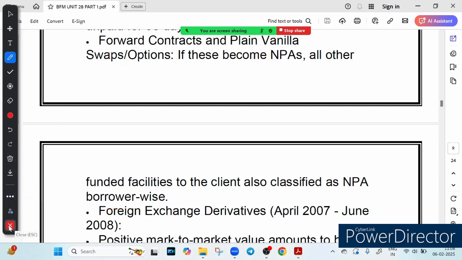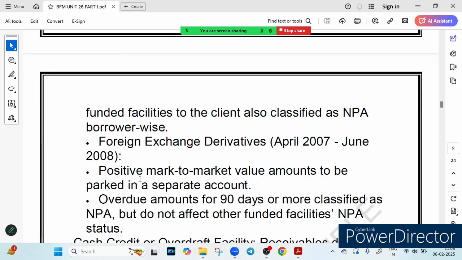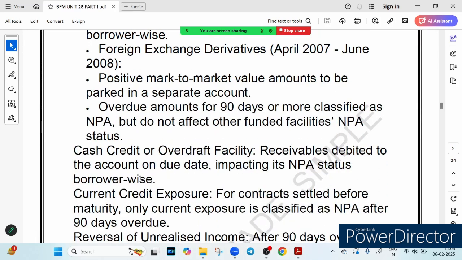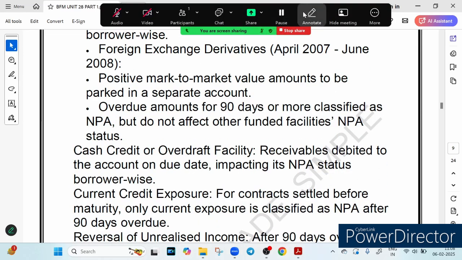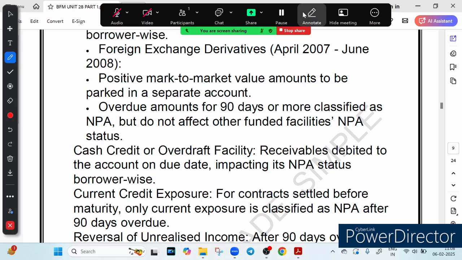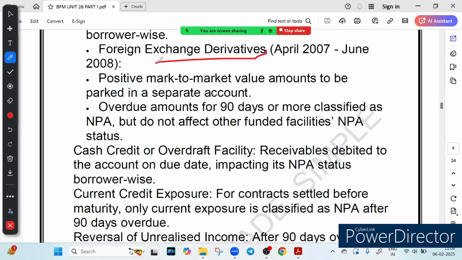For those of you dealing with foreign exchange derivatives, here is an interesting detail, right? I think we have covered it already, but let me rephrase it. We are talking about exchange derivatives, clearly written here. I am highlighting it. Clearly written that when these contracts have a positive mark to market value, they need to be set aside in a separate account. But here is the twist: if they become overdue for 90 days, they become NPA.